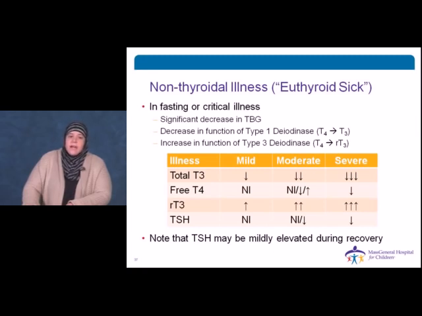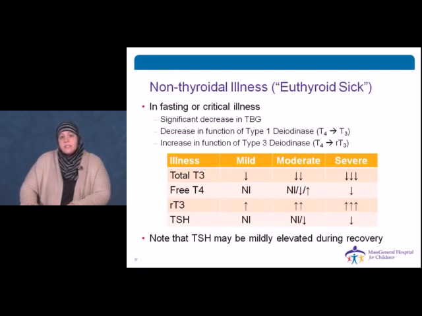So what happens in fasting and critical illness is that there's a significant decrease in thyroid binding globulin. And in addition, there's an alteration of deiodinase function. So the first thing that happens is there's a decrease in function of type 1 deiodinase such that T4 to T3 conversion is less, decreasing your T3. And secondly, there's an increase in function of type 3 deiodinase such that more T4 is metabolized to reverse T3, decreasing the total amount of T4 and increasing the total amount of reverse T3. And the degree of this depends on the severity of the illness.